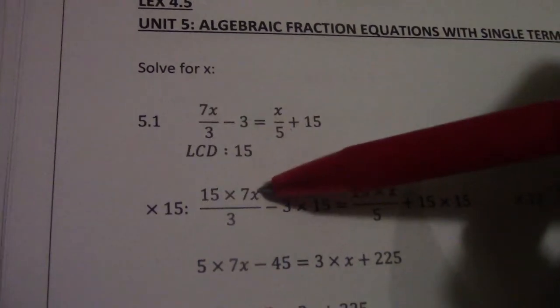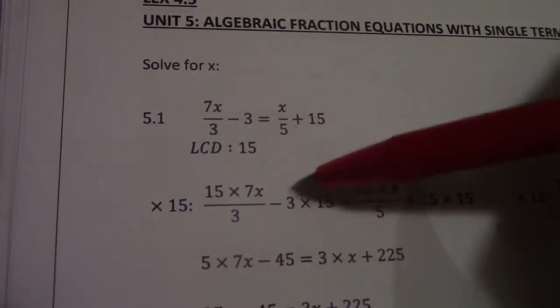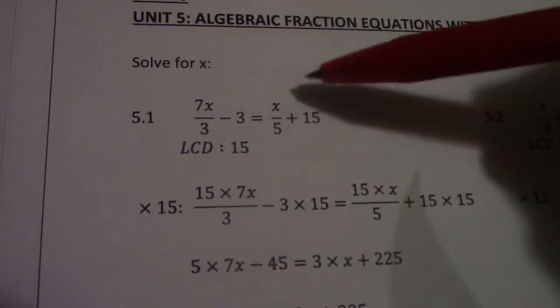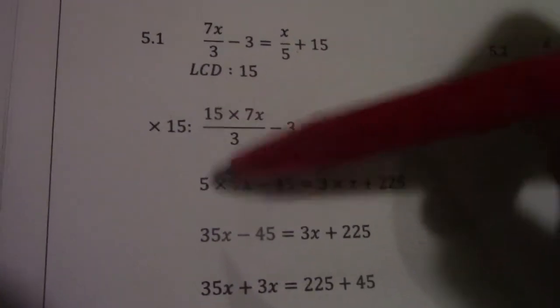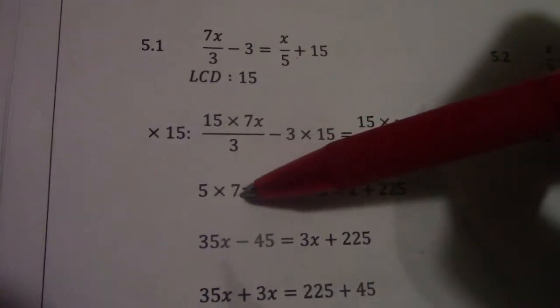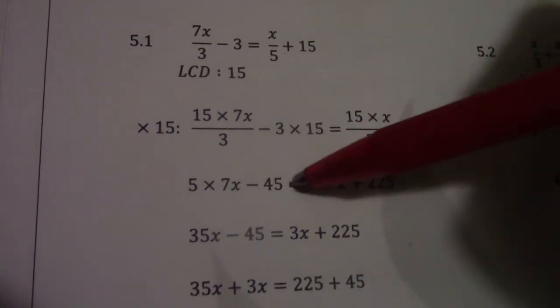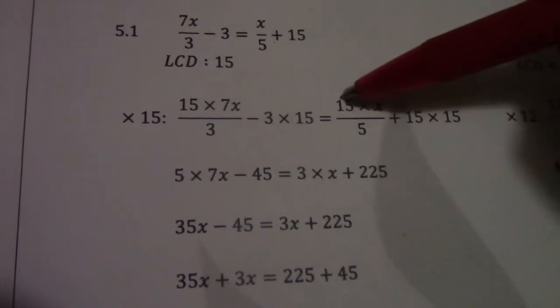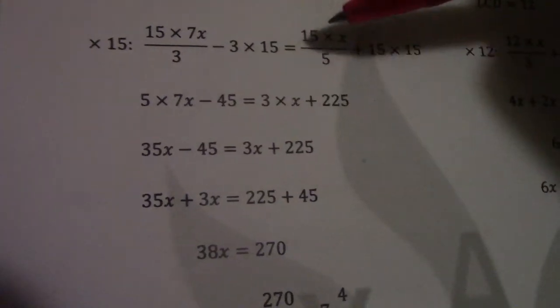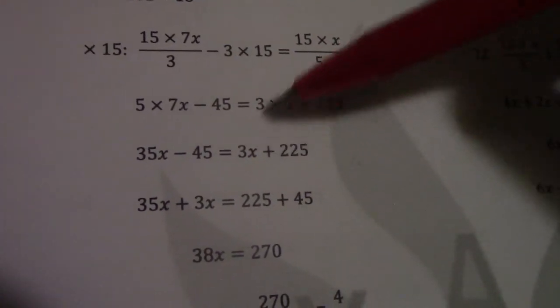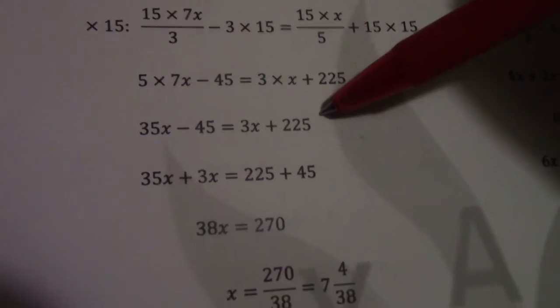You see there I say 15 times 7x over 3 minus 3 times 15 equals 15 times x divided by 5 plus 15 times 15. 3 goes in 15, 5 times, so I'm left with 5 times 7x. 3 times 15 gives me 45. 5 goes in 15 3 times, so that becomes 3 times x, and 15 times 15 is 225. So 5 times 7x, 35x minus 45. On the other side, 3x plus 225.